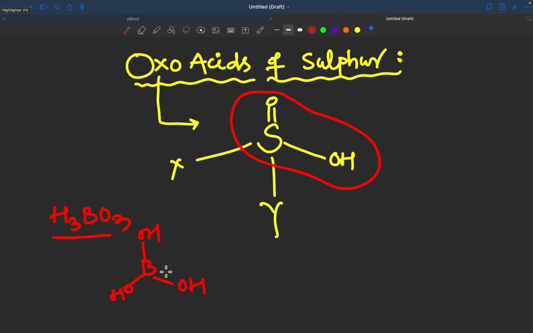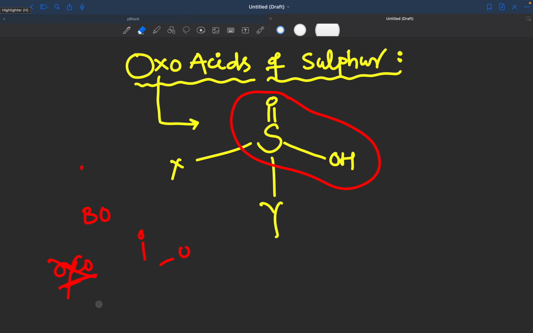Right? So if you check H3BO3, you don't have this kind of double bonded oxygen present. That's why H3BO3 is an acid, but it's not an oxo acid. It's a Lewis acid. But any acid which contains double bonded oxygen and single bonded OH is called an oxo acid. So we have to study the oxo acids.